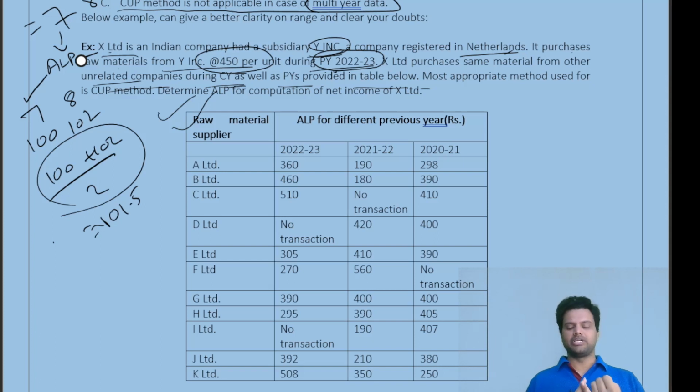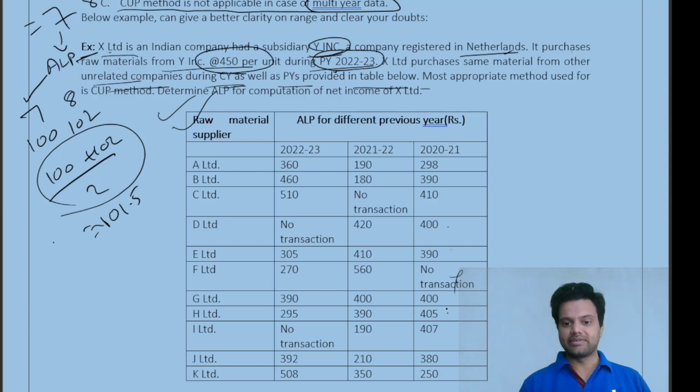The first step in any question relating to range is to count the number of ALPs. Here the number of ALPs is 1, 2, 3, 4, 5. This one need not be counted, because there is no transaction.